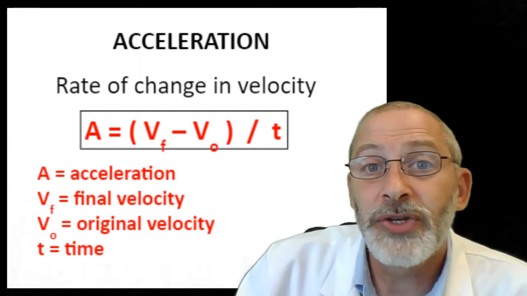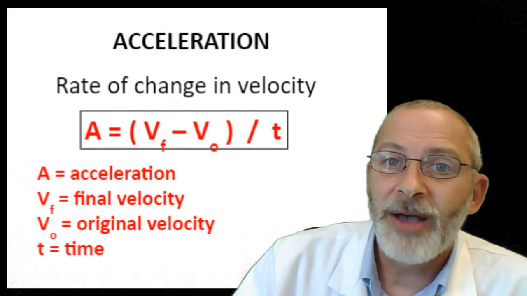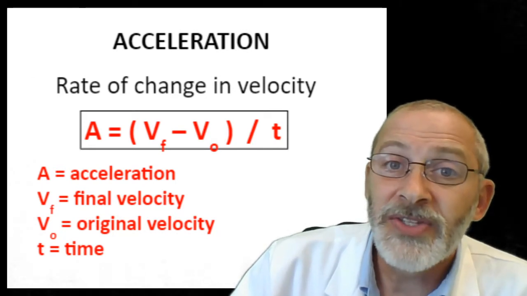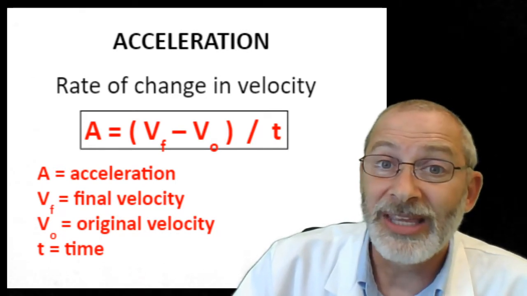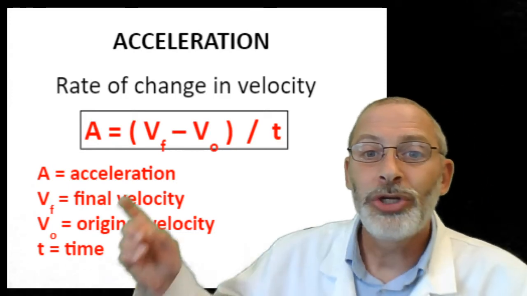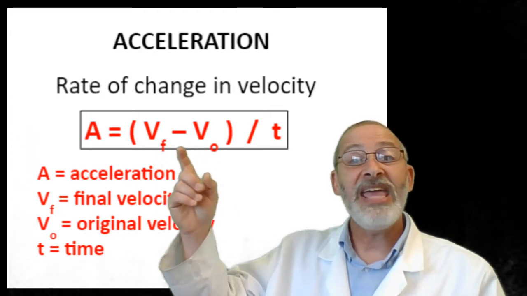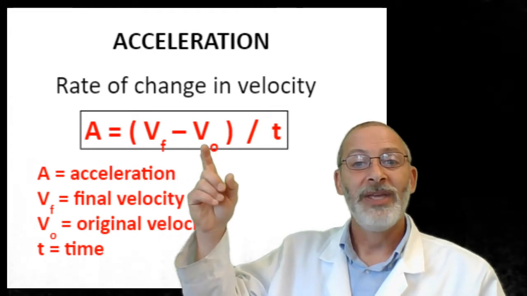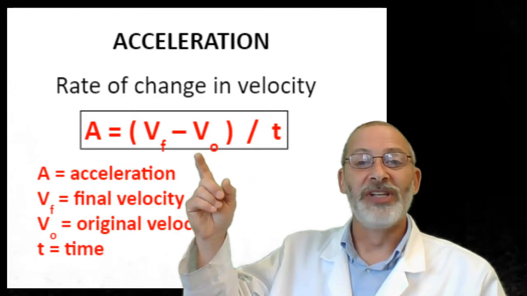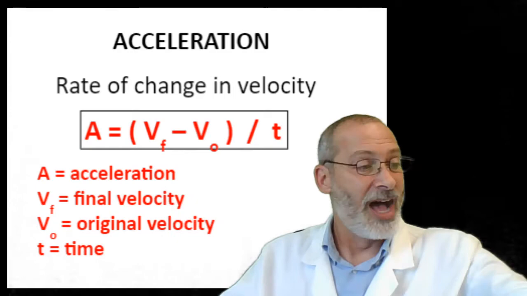If your answer comes out to be a negative, that means a couple things. It means that what you are determining the acceleration of is slowing down. Look at the equation here. The only way to get a negative number is if the original velocity is bigger than your final velocity.